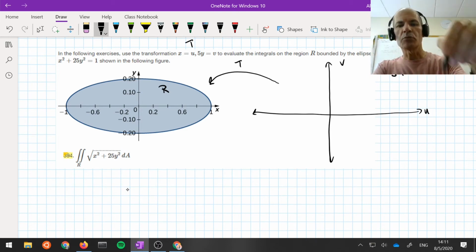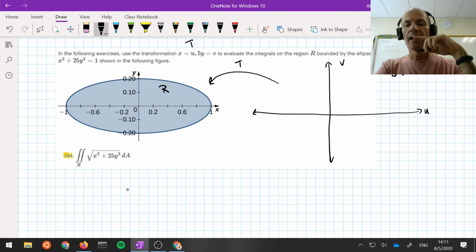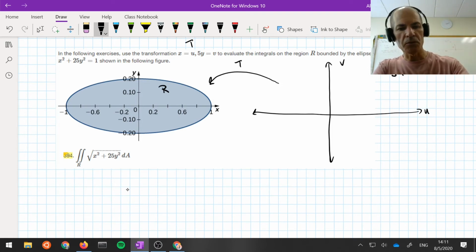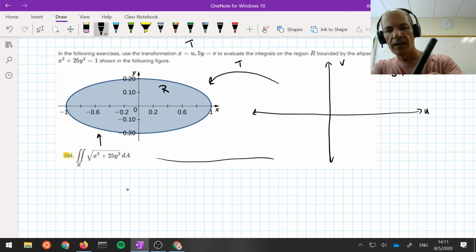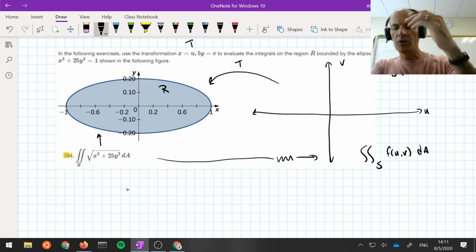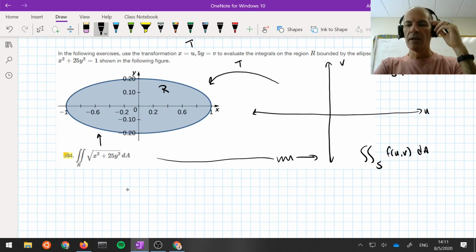This S is the pre-image of R under T. How do we figure out what S looks like? Because ultimately, this integral, because it has x's and y's in it, lives in the xy plane. What we want to do is take this integral and, through some magic, make it an integral over S of some function of u and v dA over here in the uv plane.